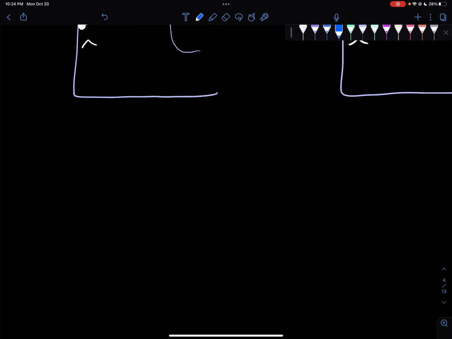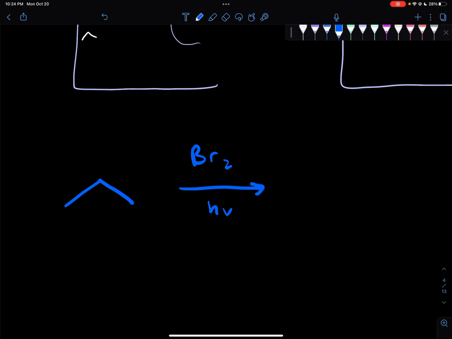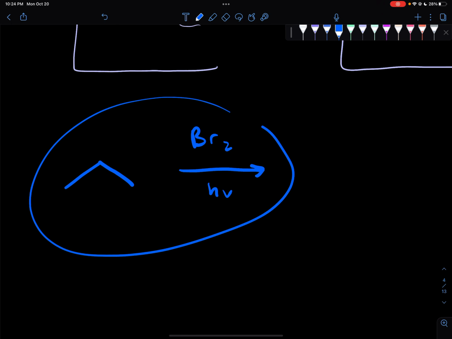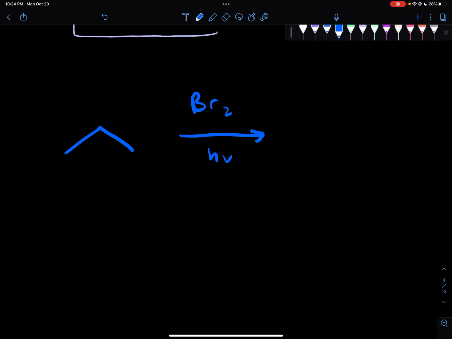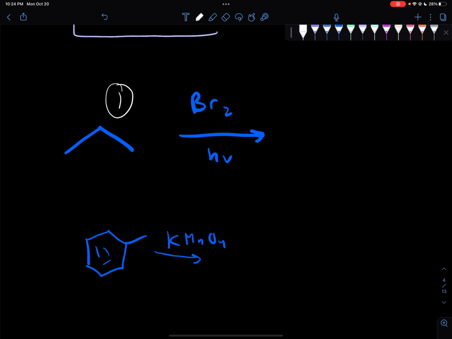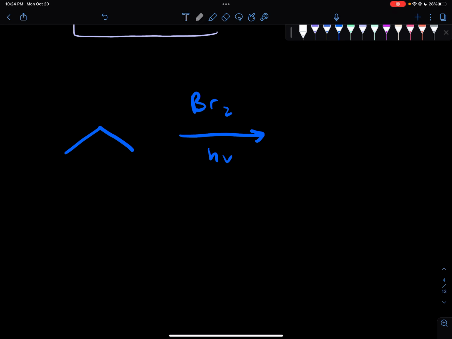So keep in mind, let's just do this. This is your Br2, HV. Whenever you have a setup like this, whether it be your propane Br2 or something like this, you're not literally looking at one single propane or one single methylbenzene and one single Br2, one single KMnO4. That is not the case. They just write it out as one single one, but in reality, you have billions of everything in a solution.